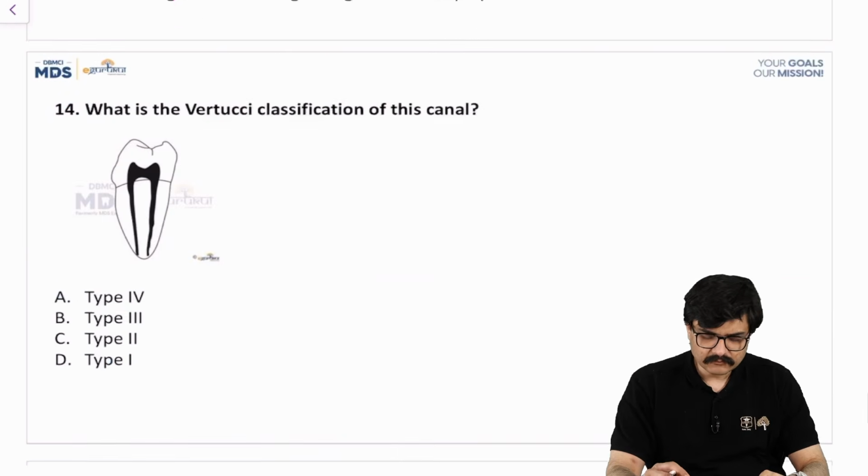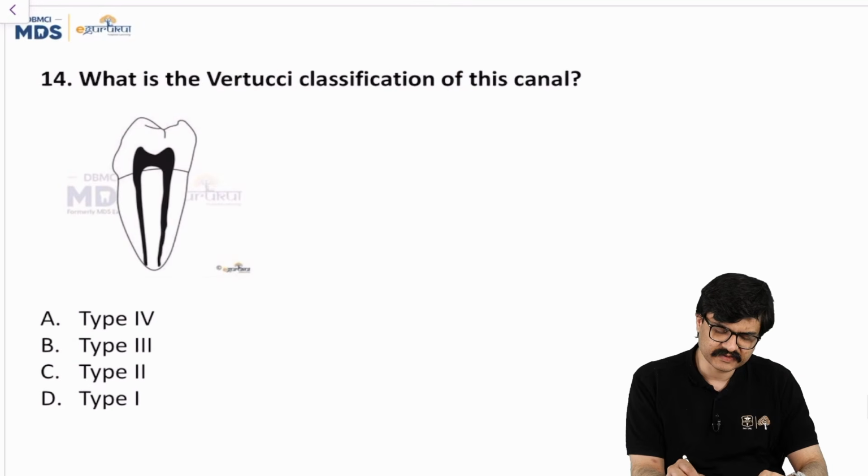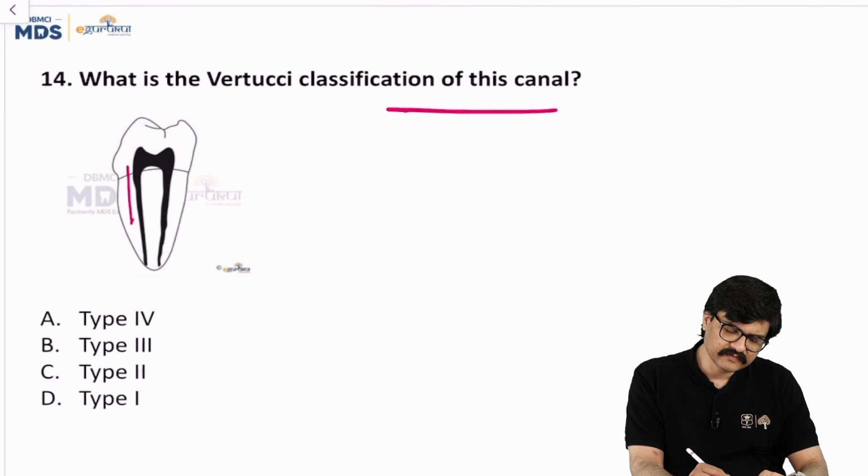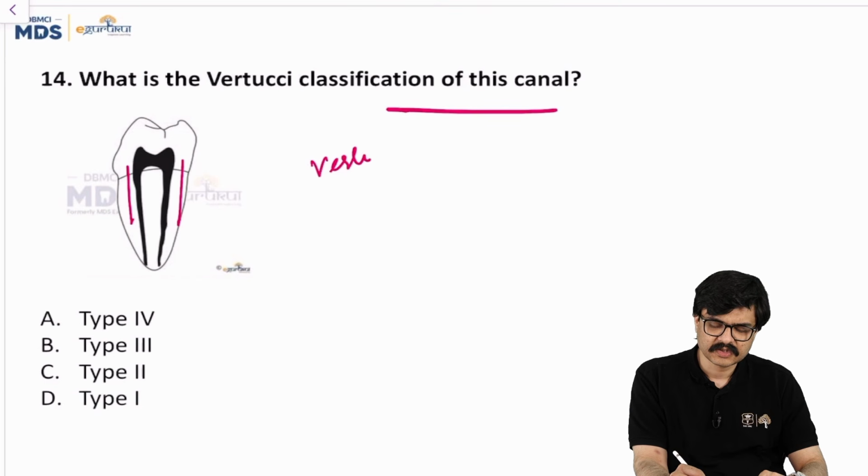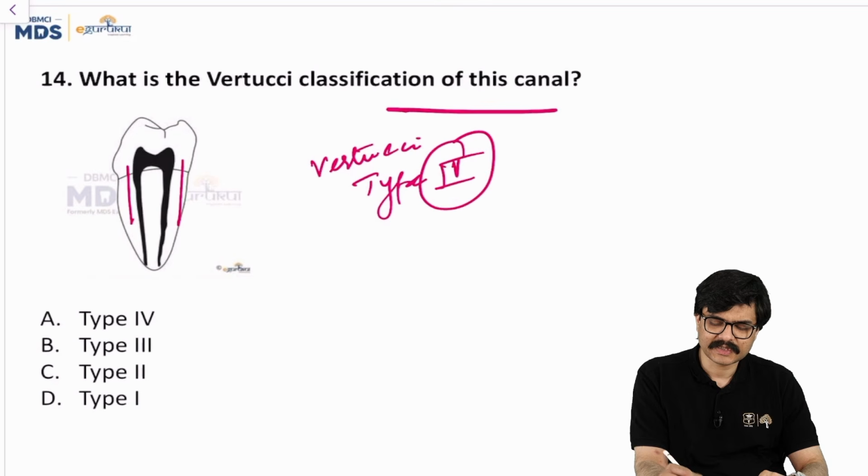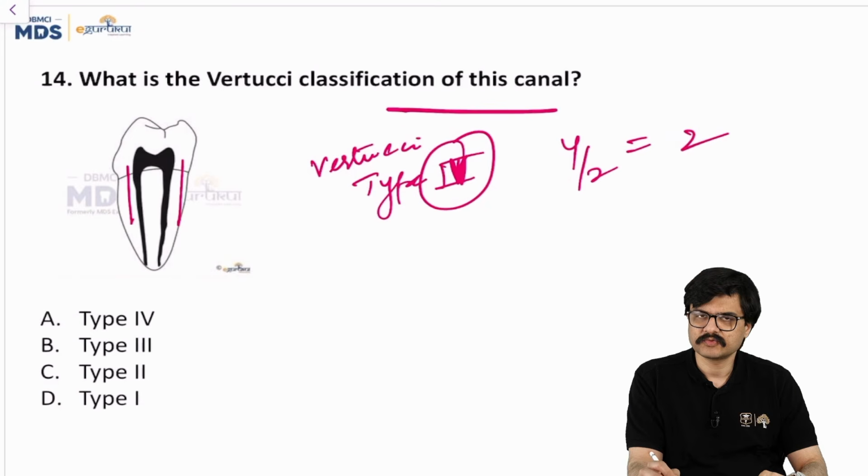Simple enough. Next question, what is the Vertucci classification? This is simple, guys. Two canals exiting from the pulp chamber remain separate throughout. That's Vertucci type 4. I told you in the recordings and the class also that type 4 is simple, just 4 divided by 2. So, 2 canals.